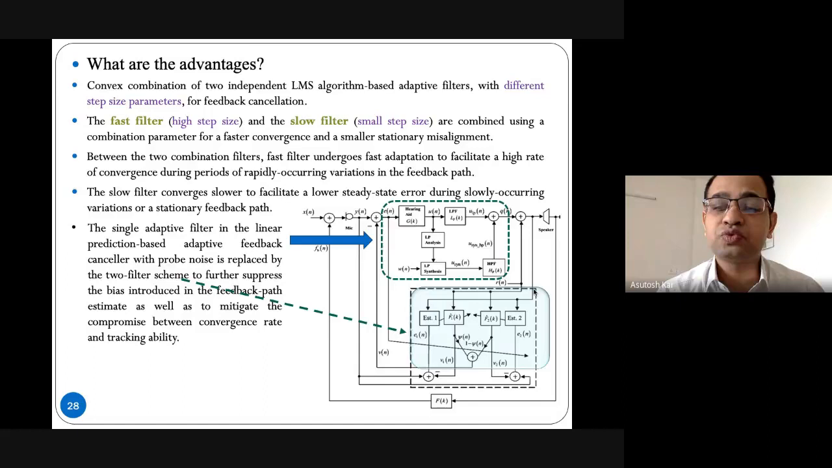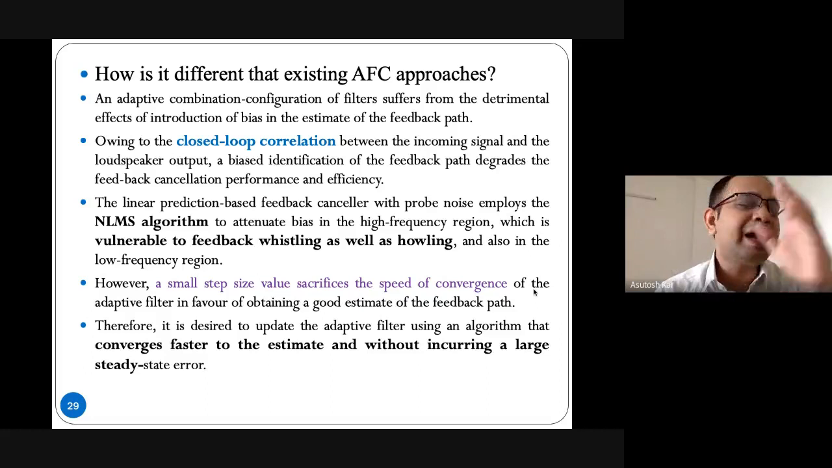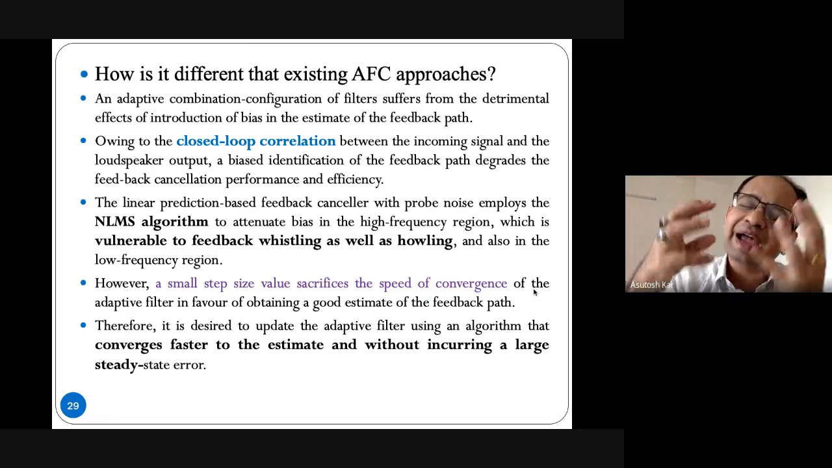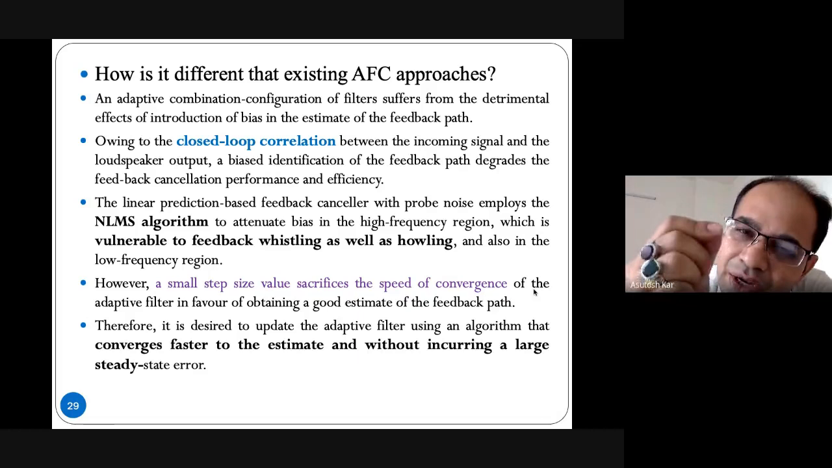Then how is it different from AFC? So these are the points. Basic AFC was running on a closed loop system and it was employing simple LMS, NLMS, FXLMS, affine projection, all these algorithms. So therefore it was vulnerable to feedback whistling because we are just simply changing an algorithm to get better performance. So in that case, high frequency biasing we are addressing, low frequency biasing was an issue. Though we are addressing high and low both using the probe noise based approach, at the same time the issue was to get a faster convergence and to get a better steady state error, and that is to get a perfect trade-off.